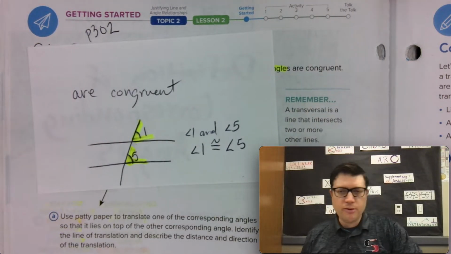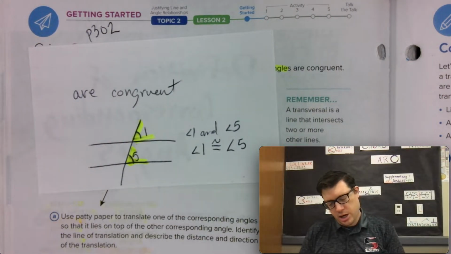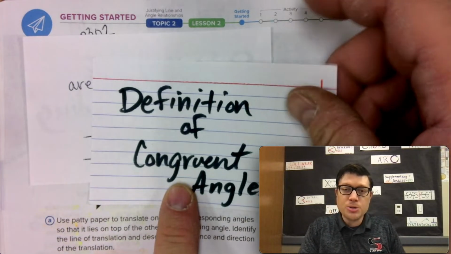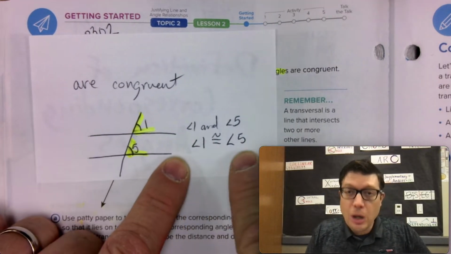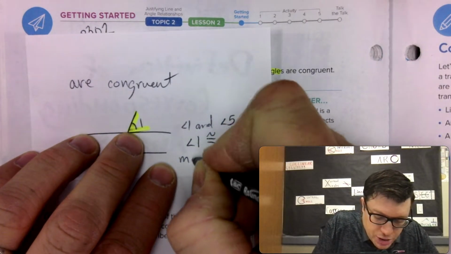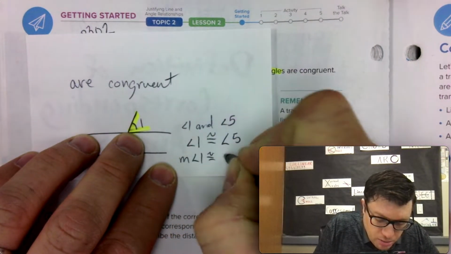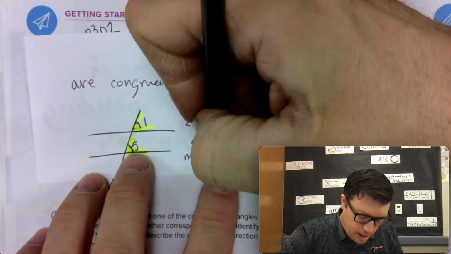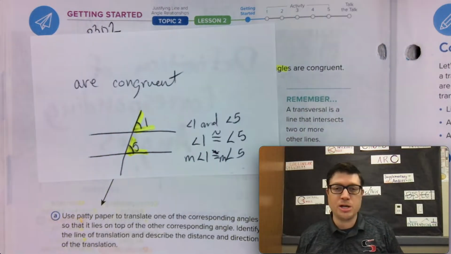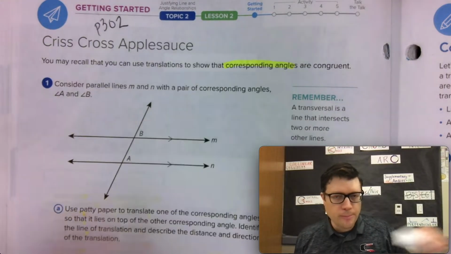Which, by the way, one of our vocab words says definition of congruent angles. So definition of congruent angles means that if the angles are congruent, their measures are also equal. Measure of angle 1 is equal. Oh my gosh, take out the congruent sign. They're equal. Little typo in the moment.